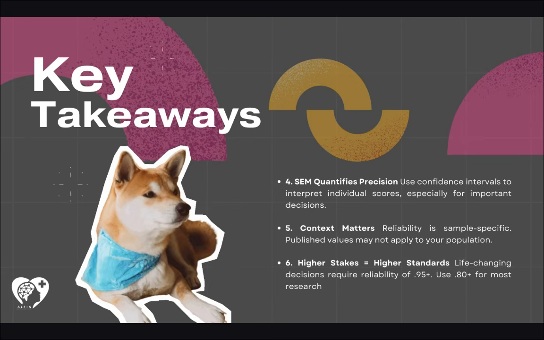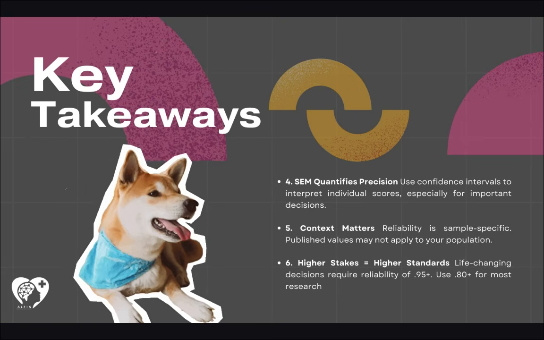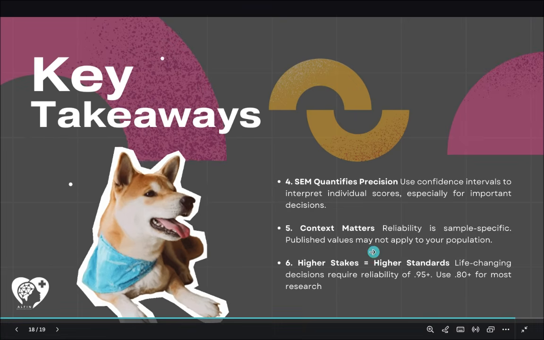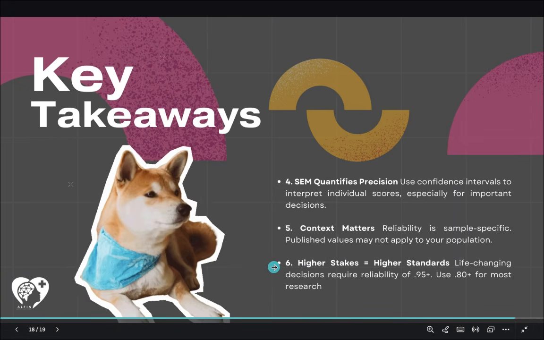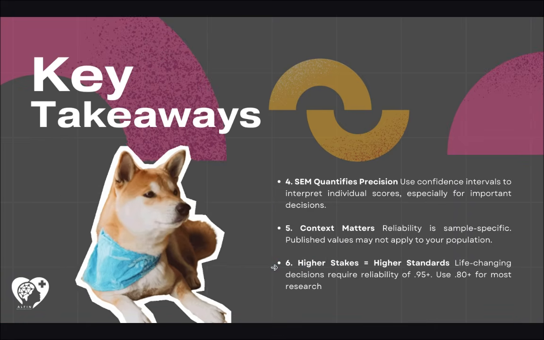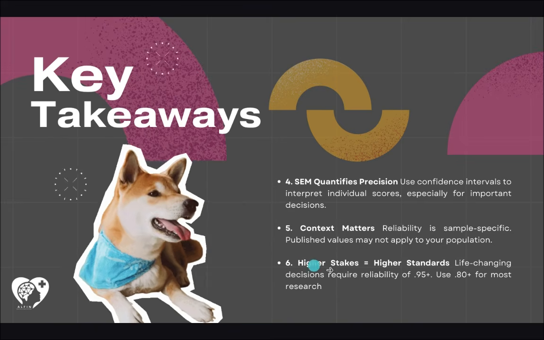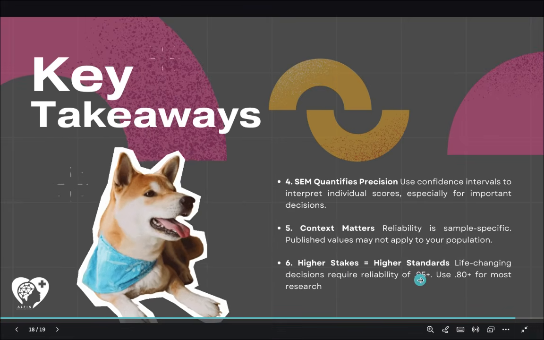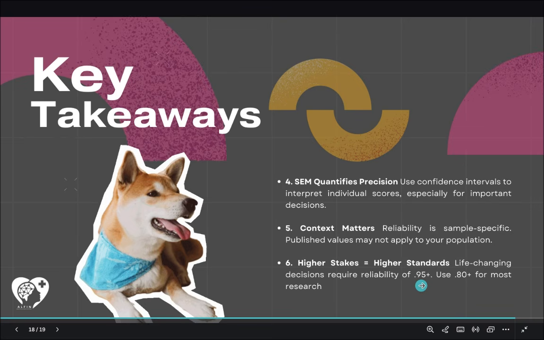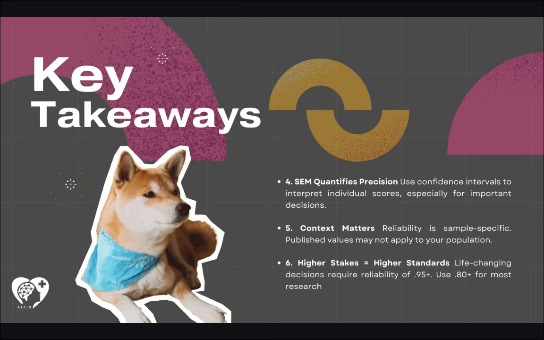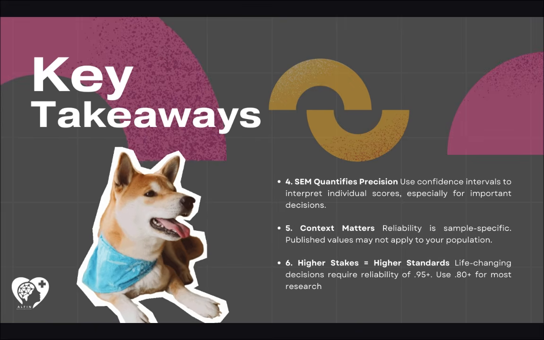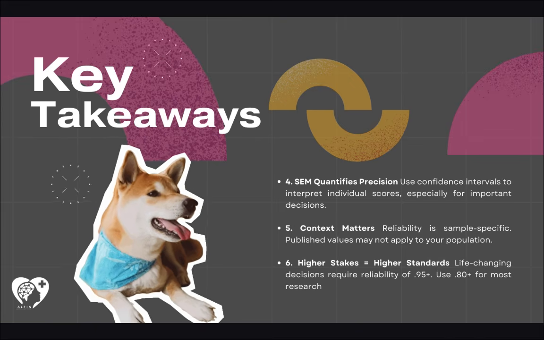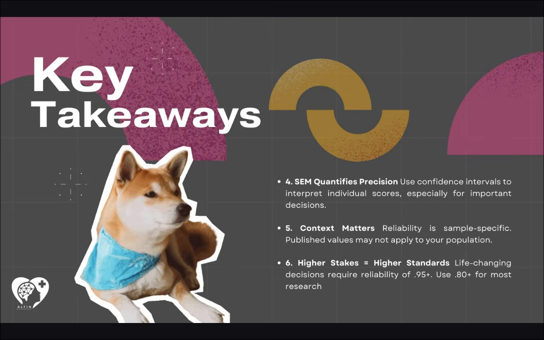Very important. And then lastly is that higher stakes equals higher standards. Life-changing, high-stakes decisions, for example tools for diagnosis, tools that are used in clinics, require a reliability of 0.95 and above. For research, we can use scales of 0.75, 0.80, to 0.85. But for diagnostic tools, we need to have higher reliability scores.